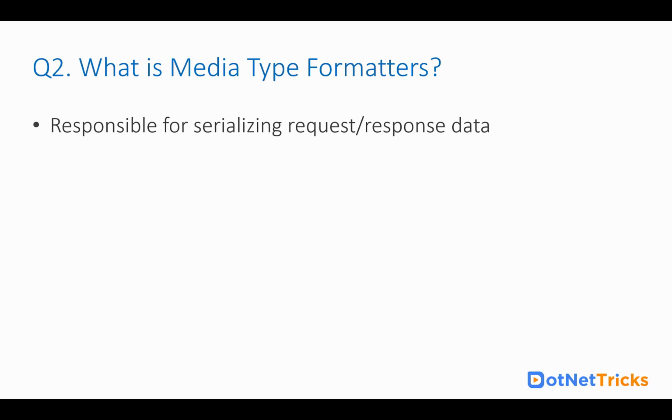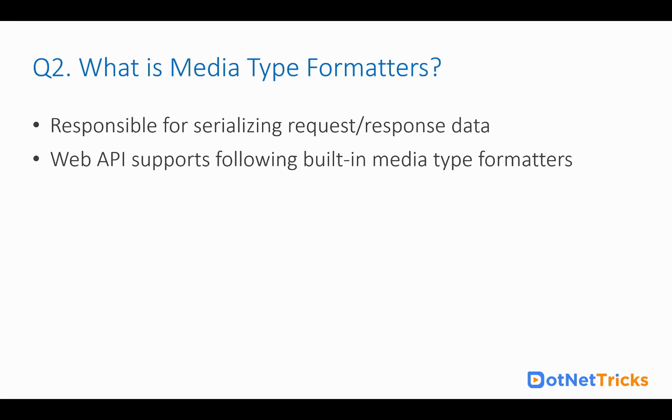Now let's move to the next question: what are media type formatters? When we make a request in ASP.NET Web API, data is sent in various formats, like JSON format or XML format. At the Web API level, we have media type formatters which are responsible for serializing the request and response data. In the request, when we send the data in JSON format, it is going to be deserialized at the API level into the complex type. In a similar way, when we have a C# object like a C# list, we need to serialize the data into JSON format or XML format so that we can return the response.